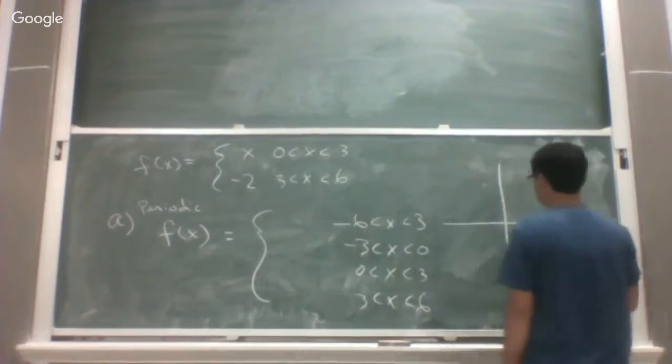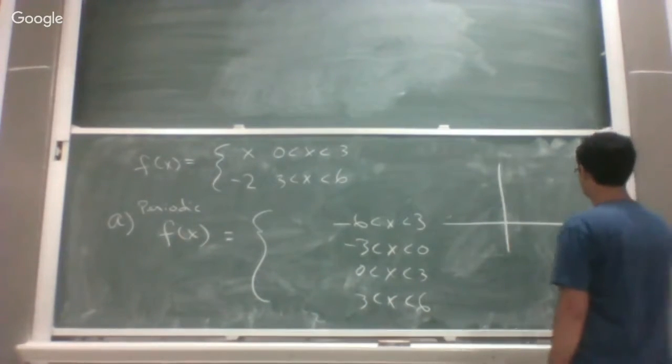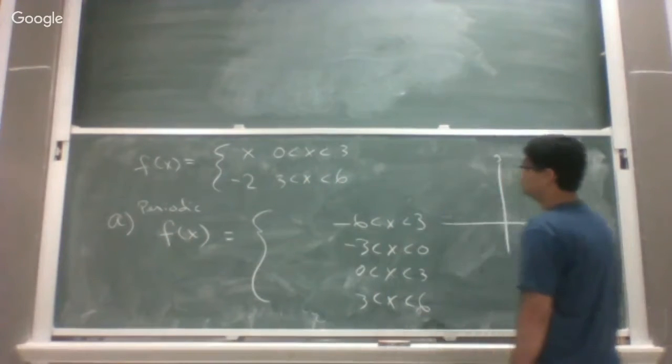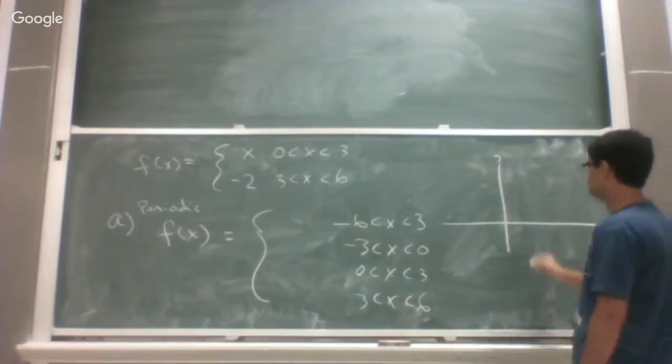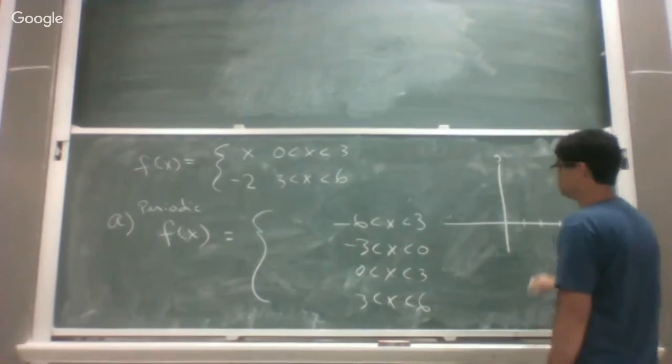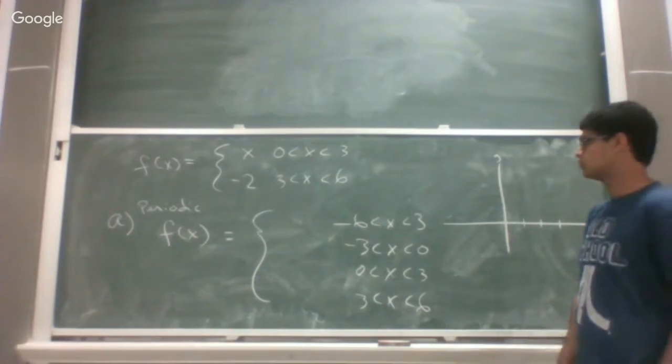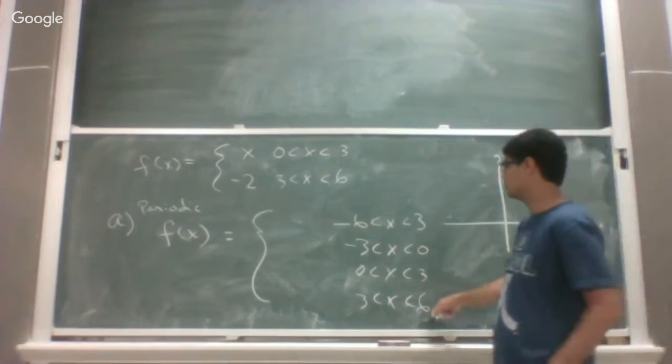So we can graph this and see what it looks like. From 0 to 3, is there supposed to be a negative sign in front of the top three?